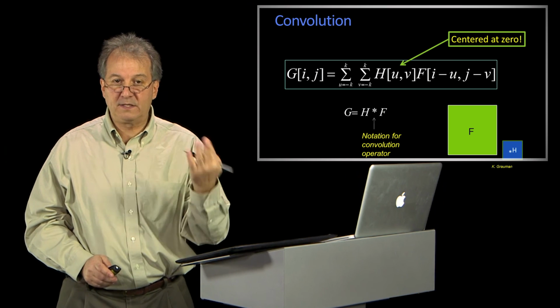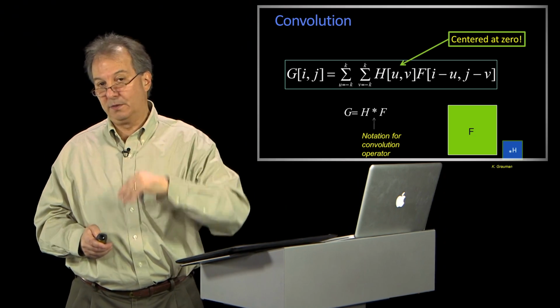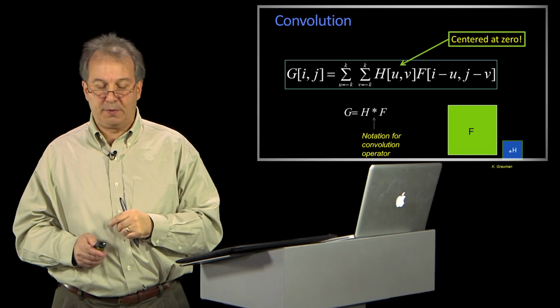Again, the difference between correlation and convolution only matters if you have an asymmetric filter, but now you know the difference. Like I say, convolution is actually sort of the physics of what's going on when you put an impulse through this response.